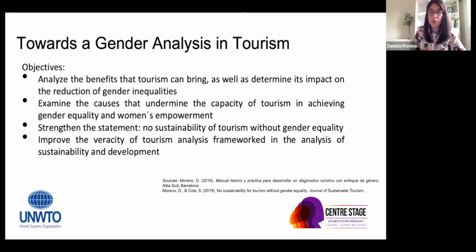Tourism is a mainstream activity, sometimes it's very complex, but we have to push forward the right effort to unpack tourism from a gender point of view. This is something that we have to promote all the time. So a gender analysis is a key tool to achieve sustainability in tourism for sure. So I am finishing with this module.